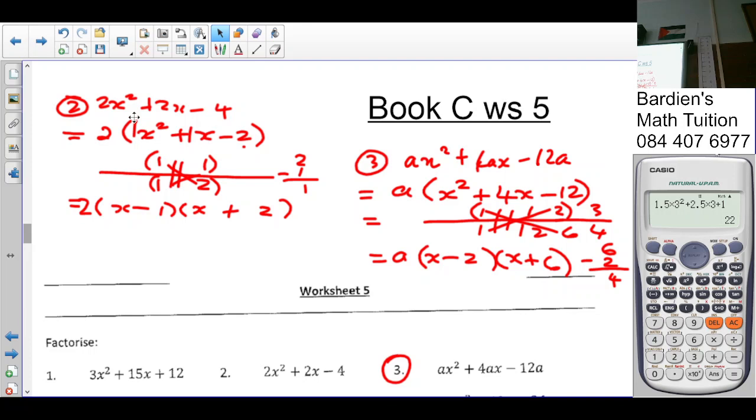Sometimes some learners forget to bring that a down. Don't forget, that factor remains there till the final answer. Otherwise you'll lose a mark. If it's out of 4, you'll lose 2. If it's out of 3, you lose 1. So how many marks do you want to lose, Michael? Then what must you do?